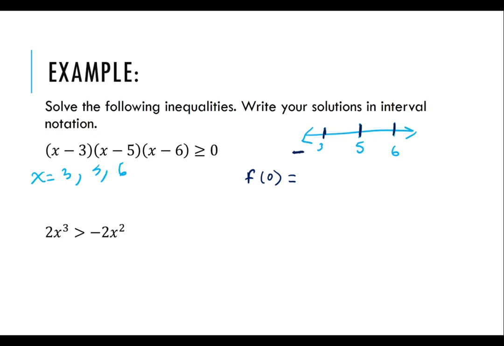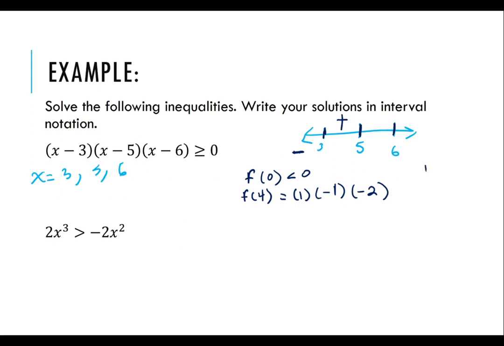Then between 3 and 5, let's pick a value. How about 4? F of 4. 4 minus 3 is positive 1. 4 minus 5 is negative 1. 4 minus 6 is negative 2. Negative times negative is positive. Between 3 and 5 will be positive.